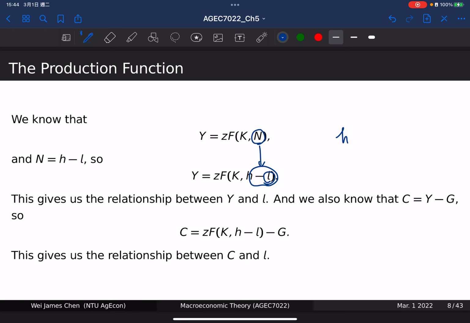So K, H, Z are all exogenous. So there are only 2 variables here that are not set. That's basically Y and L. So this equation gives us a relationship between Y and L, right?